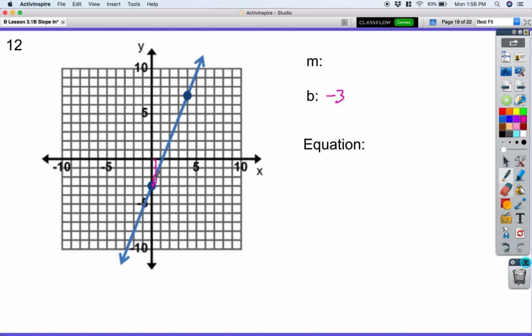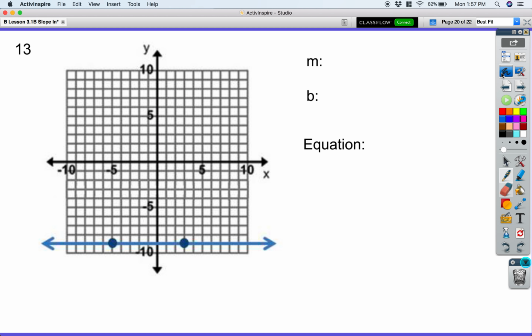So I start here. I go up 1, 2, 3, 4, 5, 6, 7, 8, 9, 10. So I just went up 10. And then I go to the right, 1, 2, 3, 4. So my slope is up 10 over 4, which reduces to 5 over 2. So looking at my equation now, I just plug those in. Y equals 5 over 2 x minus 3. And we draw a happy face if you get it right. Yay.